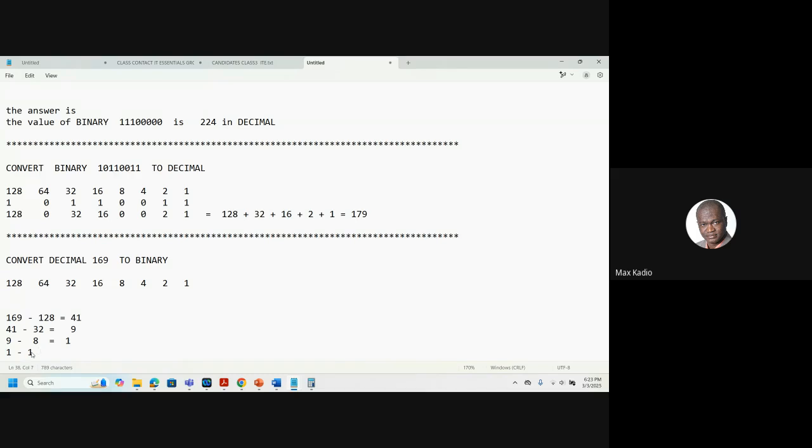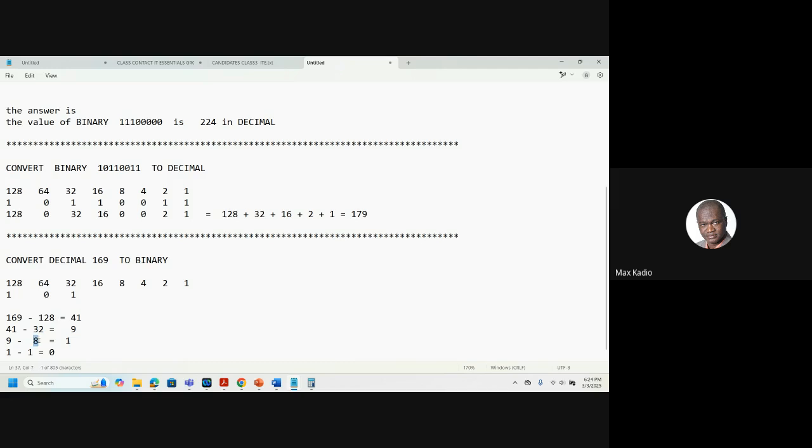Because it's the last one, we put it equal to 0. It means in this deduction, I took 128 inside, so I put 1 here. I took 32, so I didn't take 64. If I didn't take 64, I put 0. I took 32, so I put 1 here.